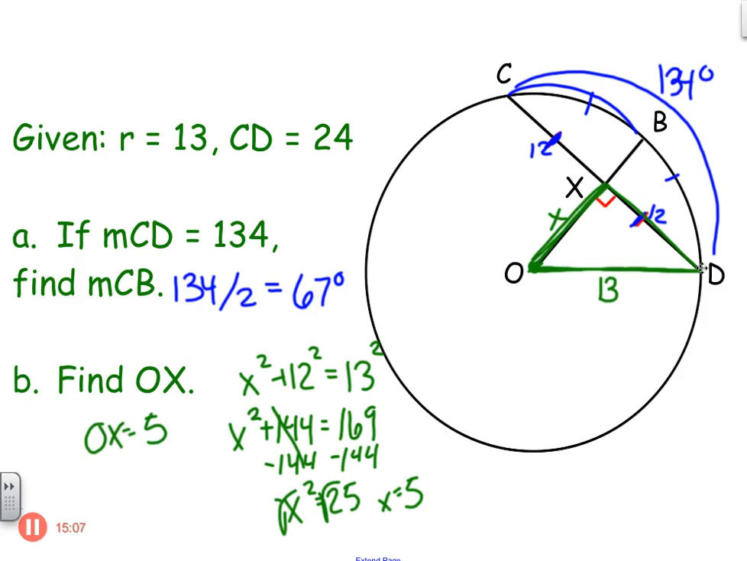Okay? So if they tell you the radius, that's basically for you to be able to draw a radius yourself to connect it to make a right triangle if you're looking for how far the origin is from part of the chord. Okay? Alright, let me know if you have any questions on that. Otherwise, we have one more.